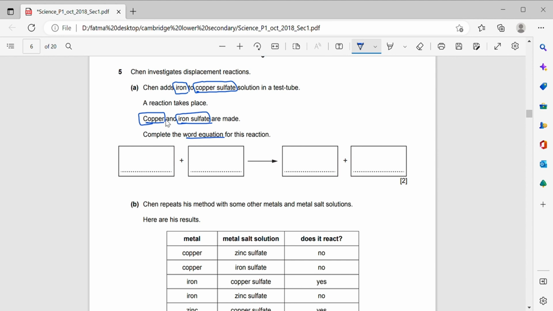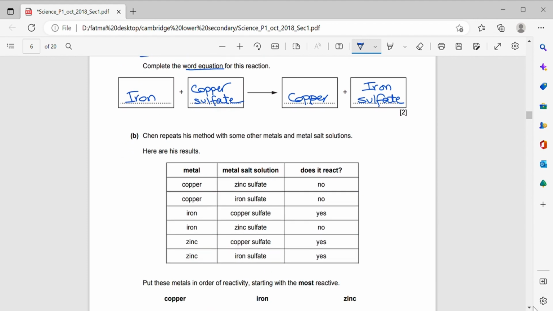So if we need to complete the word equation, what would be here? So here we have the iron, here the copper sulfate. The products are the copper and iron sulfate. Question B. Chen repeats this method with some other metals and metal salt solutions. Here are his results.